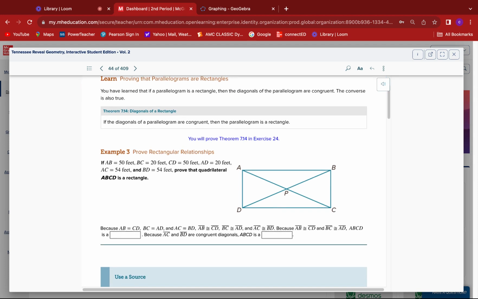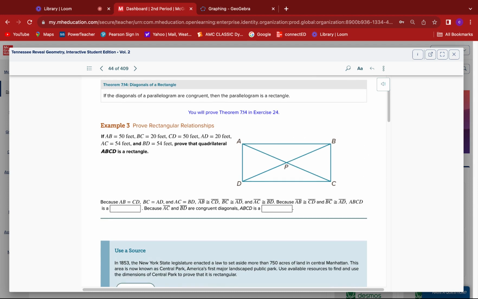Prove rectangular relationships. All right, so it says AB is 50. Well, y'all, that means DC is 50. BC is 20. Well, y'all, that means AD is 20. CD is 50. I've already said that. AD is 20. I've already said that. All right, AC is 54. All right, there's your diagonal. AC is 54, which means BD is 54. All right, prove that it's a rectangle.